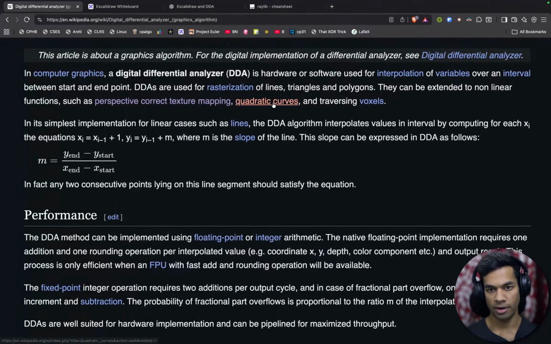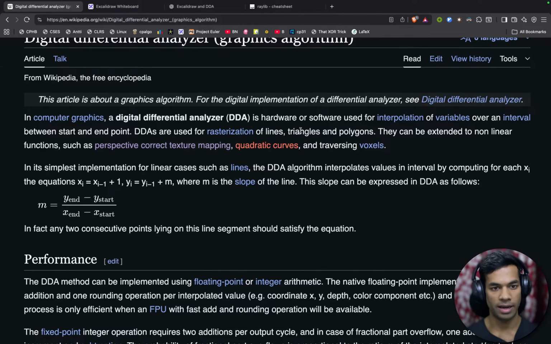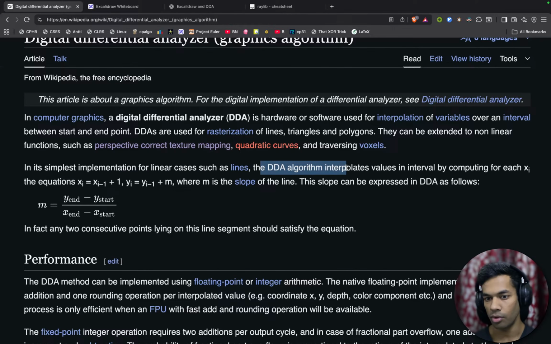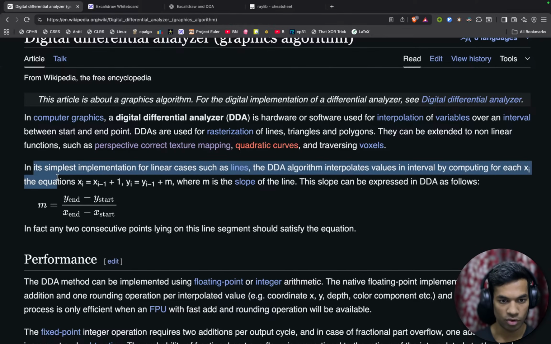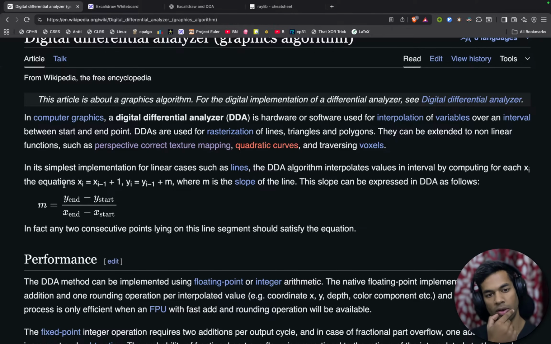Quadratic curves and traversing vertices. Okay, so there is rasterization. That makes sense: to convert something from a vector description into pixels. In its simplest form, for linear cases such as lines, that is what we want. We want lines. The DDA algorithm interpolates values in an interval by computing for each xi this equation, where m is the slope of the line, and we can get m using this.